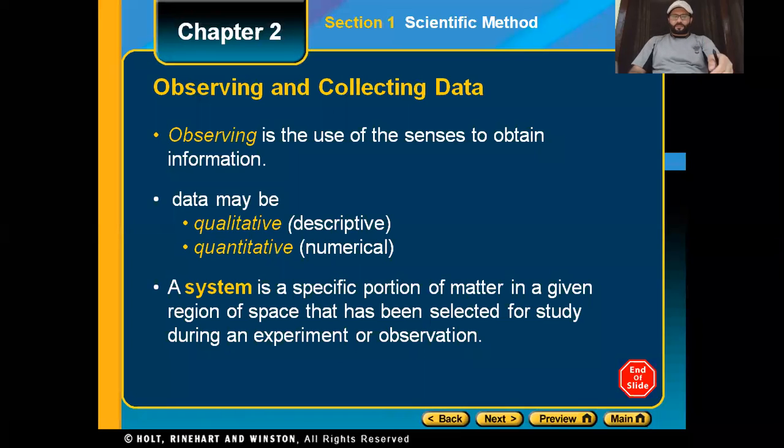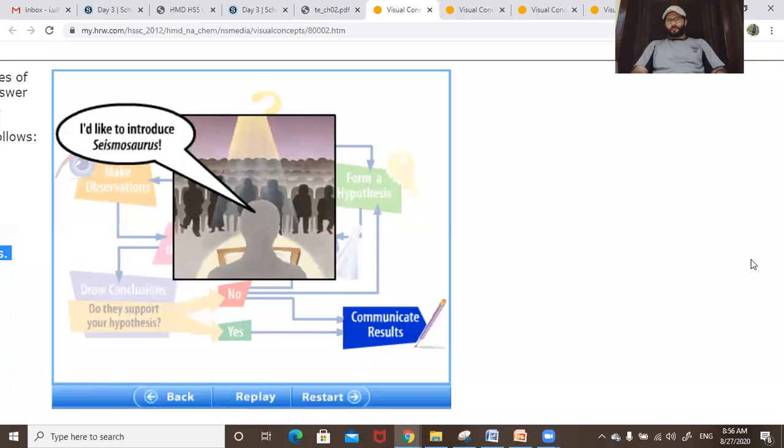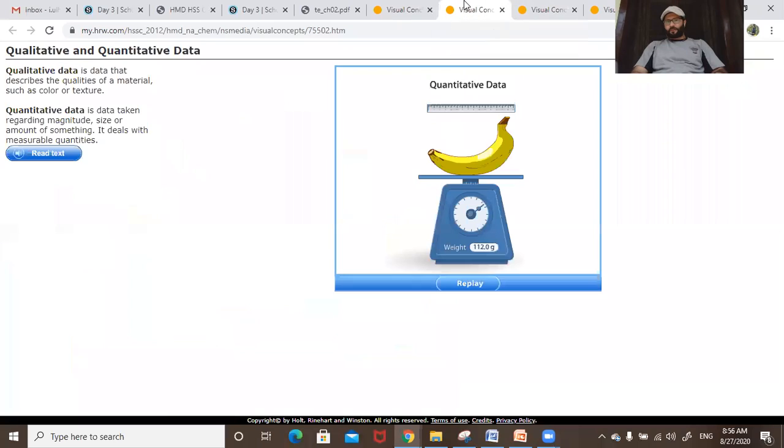For example, if you look over here, qualitative data is the data that describes the qualities of a material. For example, the banana over here is yellow in color, it is soft, and there are some bruises on top of it. So these are the qualities of this banana. So qualitative data gives us descriptive information about any object.